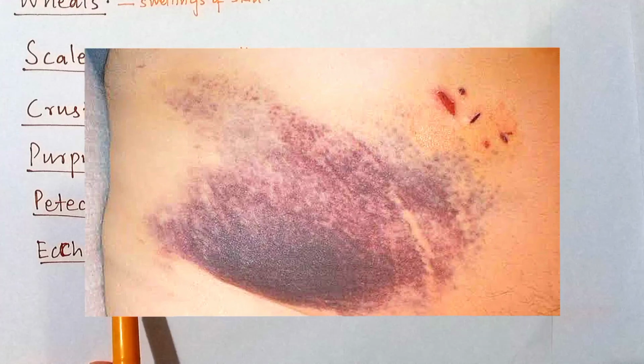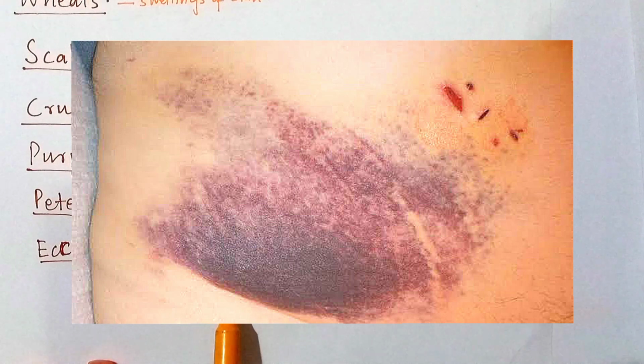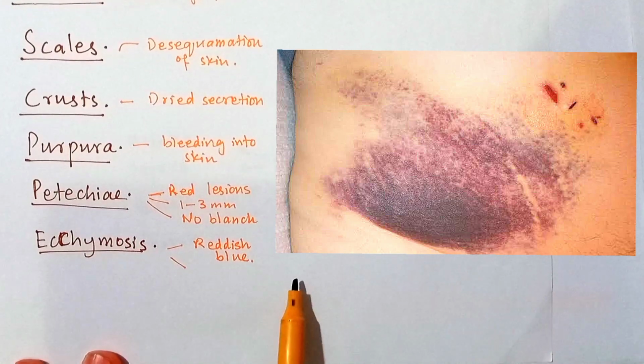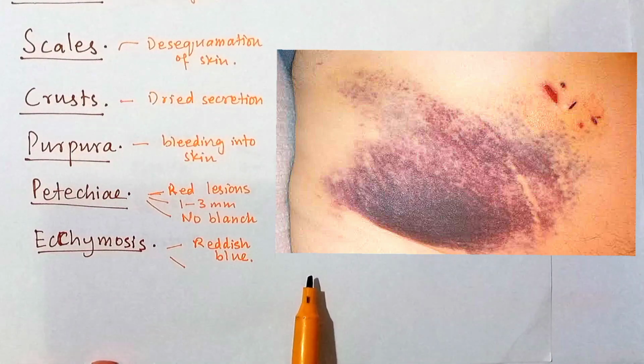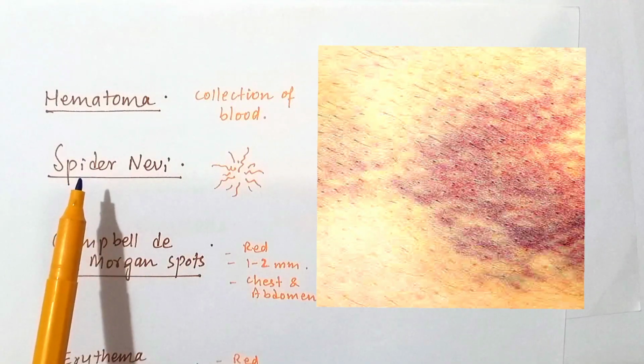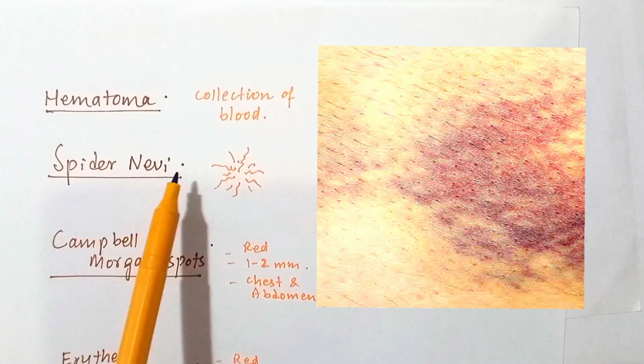Next one is the ecchymosis. These are the large reddish blue lesions that are formed due to bleeding into the subcutaneous tissue. These are also called bruises. The diagram of the ecchymosis you can see. Next one is the hematoma. Hematoma is the palpable fluctuant collection of blood.